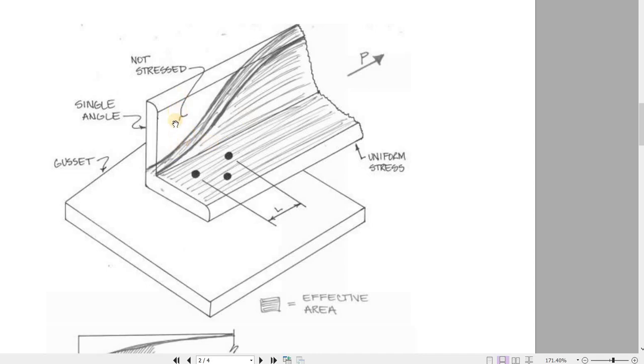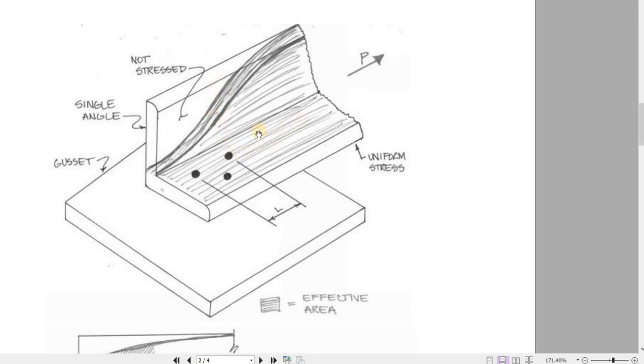But if you look at this location, for the vertical leg of the angle section, this part has no stresses. This white region is not stressed, because the forces are not yet transferred to it. The lower leg is connected to the gusset plate, so the forces are transferred from the gusset plate with the help of these bolts, and since bolts are there only in the lower leg, the first part of the cross section that gets stressed is the lower leg, which is connected directly to the gusset with the help of these bolts. So initially only this lower leg is stressed and the upper leg remains unstressed.